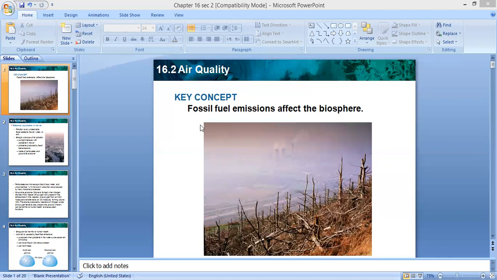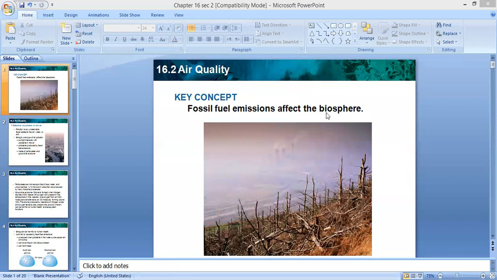Now, this is not our lesson. Our lesson is about how these fossil fuel emissions affect the biosphere. Okay? Now, when they burn, how do they affect the biosphere? How do they affect it negatively? How do they affect the biosphere negatively?